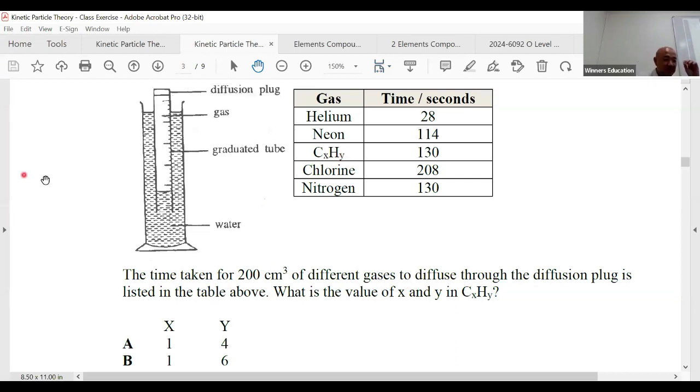So first of all, we are very clear, starting with the end in mind, that they want me to find X and Y, which means I need to take a look at this. Agree? They give you the time. Then how should we move from here? Which one? Chlorine? You will touch chlorine? I won't touch chlorine.